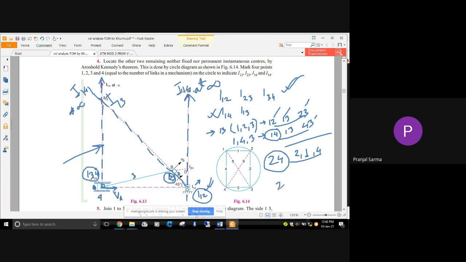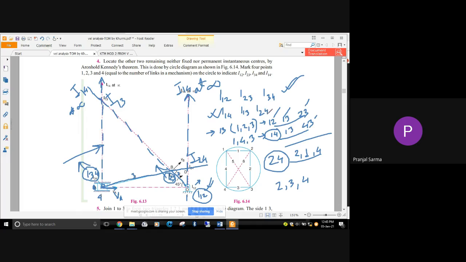Similarly, I can consider I23, I24 and I34. I23 is already here. I24, I need to find out. And I34 is here. So I can draw this particular line. On the extension of it, I24 will also remain. In the previous case, it will remain here. In this case, it will remain here. So wherever they intersect, we will have I24. That means I24 is also done.